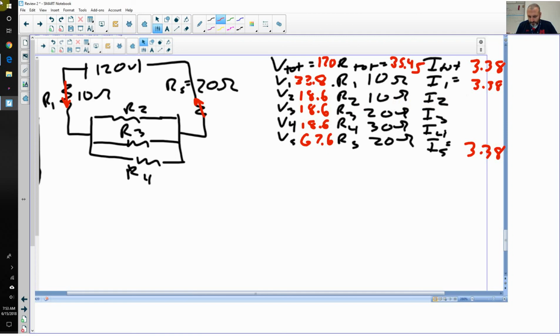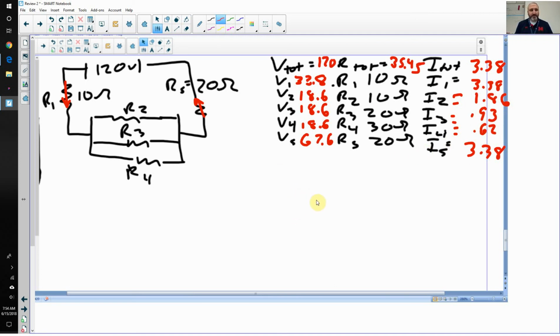At this point we can figure out the three currents because we have a V and an R. So 18.6 divided by 10 equals 1.86. 18.6 divided by 20 is going to equal 0.93. And 18.6 divided by 30 is going to be 0.62. And guess what you get if you add this and this and this together? You should get the 3.38, or thereabouts because of rounding, of current through all of them.